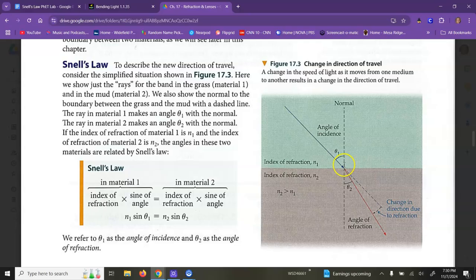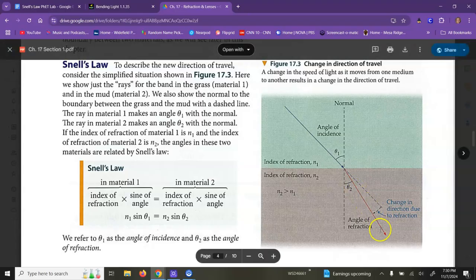And when it hits this boundary, it can do one of three things. It can reflect, it can be absorbed, or it can be transmitted. Well, we're going to focus on the transmitted part. That transmitted light ray is called a refracted ray. And notice how the angle actually changes.